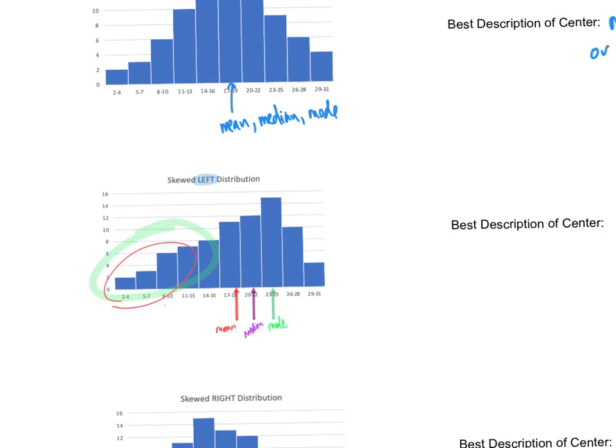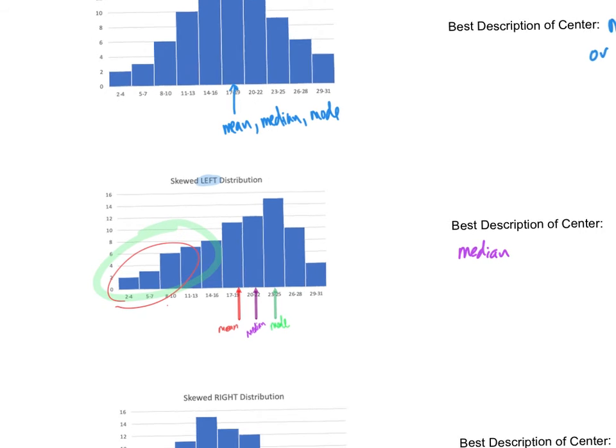Okay, so as far as what would be the best description of the center, the mean is skewed because of that tail. So the mean is getting pulled down. So I would say the median is going to be the best description of the center. The mode, not necessarily. That's just the tallest bar. But the median would be really about where you would say the center of the data is located.